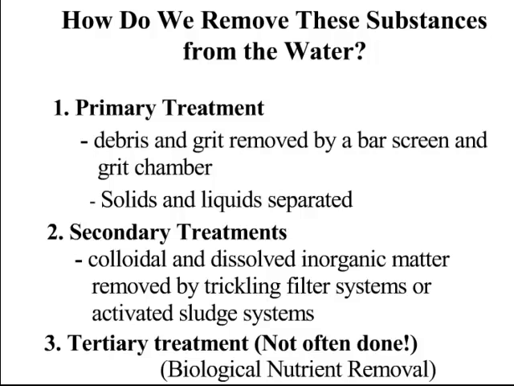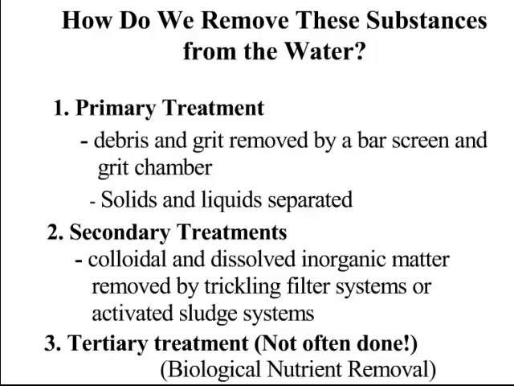And this liquid waste would be called the primary effluent. Effluent being the liquid portion. So primary treatment is going to separate solids from liquids. It's going to leave us with a sludge, the solid portion, and primary effluent, the liquid portion.